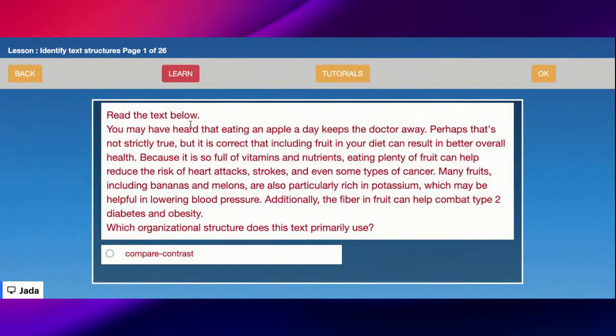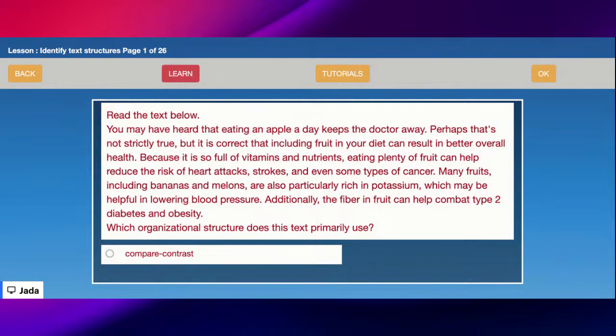This one is about: you may have heard that eating an apple a day keeps the doctor away. Perhaps that's not strictly true, but it is correct that including fruits in your diet can result in better overall health because they are so full of vitamins and nutrients. Eating plenty of fruits can help reduce the risk of heart attack, stroke, and even some types of cancer. Many fruits, including bananas and melons, are also particularly rich in potassium, which may be helpful in lowering blood pressure. Additionally, the fiber in fruits can help combat type 2 diabetes and obesity. So, which organizational structure does this text primarily use?